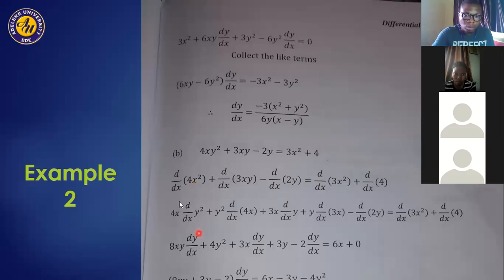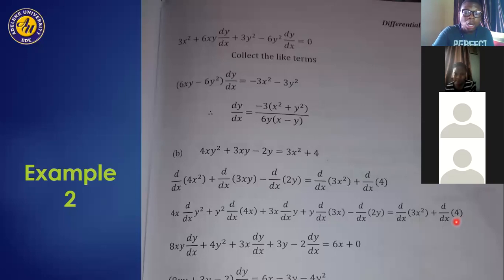Now, holding 4x and differentiating y squared, holding y squared and differentiating 4x. So we are through with this. Now coming to this: holding 3x and differentiating y, holding y and differentiating 3x. Are you following me? Minus normal differentiation of y. Now we come to this: you just normally differentiate x squared, then you differentiate 4. Are you following me, Adura? Are you there?